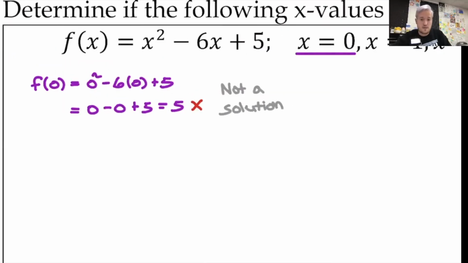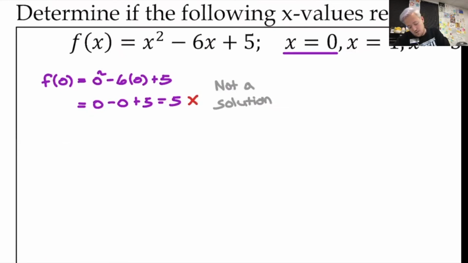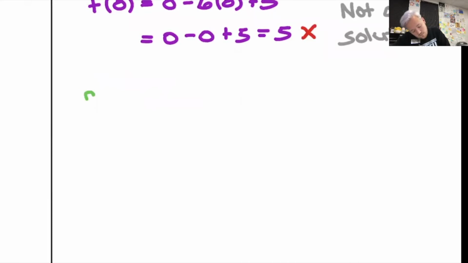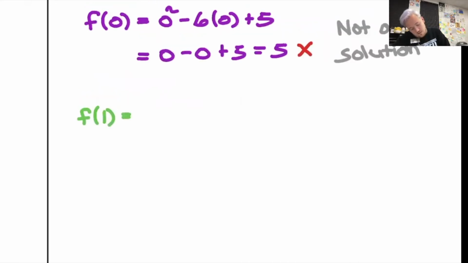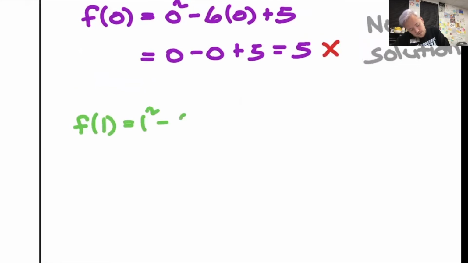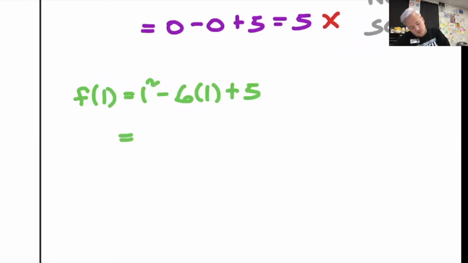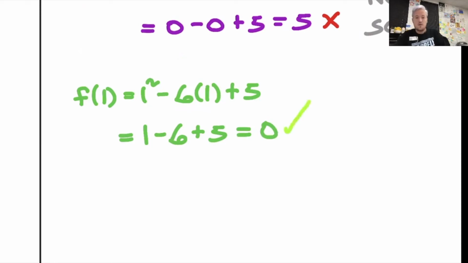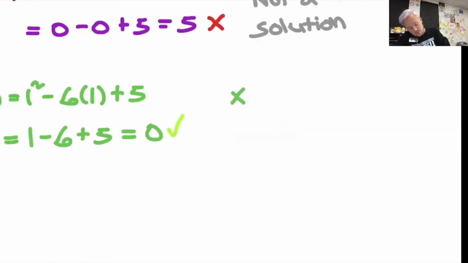All right, so I want to move on to the next one. I'm going to plug in x equals 1 and see if this one works. So I'm going to have 1 squared minus 6 times 1 plus 5. So 1 squared gives you 1, minus 6, plus 5, and that actually gives you 0. Why did I choose green for that one? All right, so that actually works, which means this is a solution. So x equals 1 is the solution.